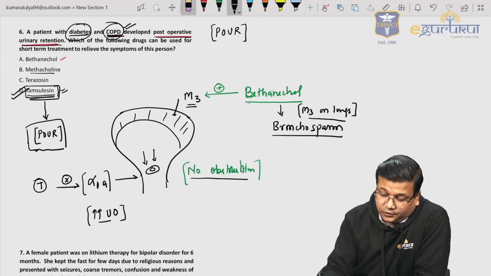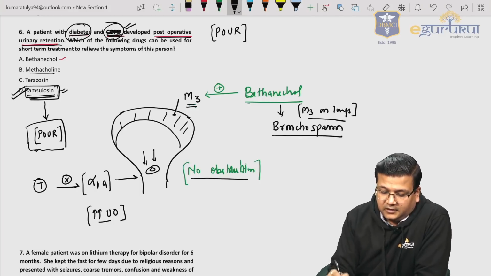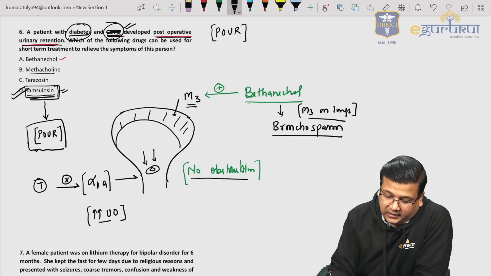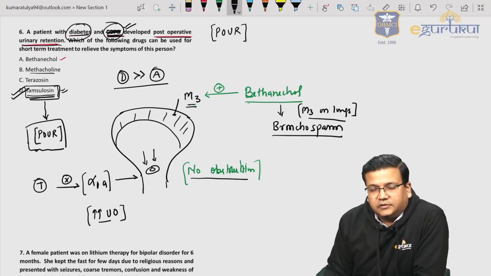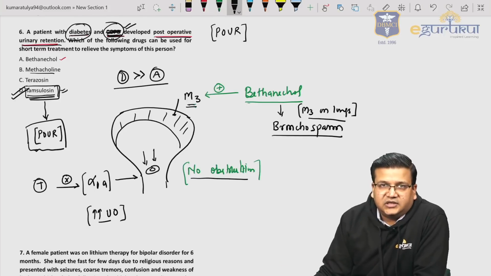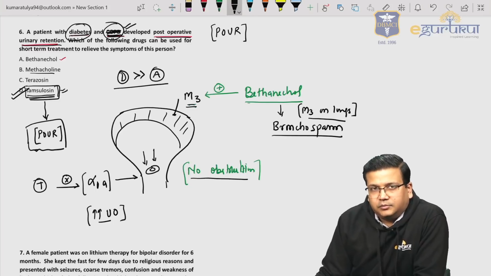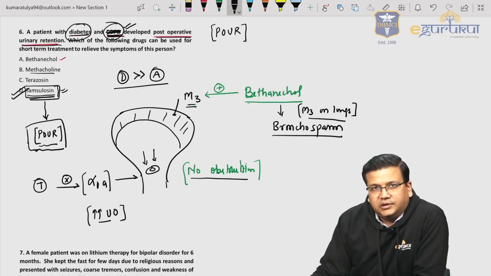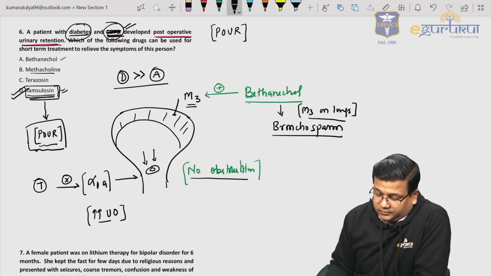If the history of COPD was not given, then I would be inclined to mark bethanechol. So in the current format, I would say option D is a better choice than option A. If COPD is not given, then bethanechol is what we have been teaching, but since a COPD history is given, maybe we want to avoid the possibility of bronchospasm, and that's why tamsulosin could be a better option. And there is supporting evidence for tamsulosin if we do a literature search on the internet. So this is about question number 6.